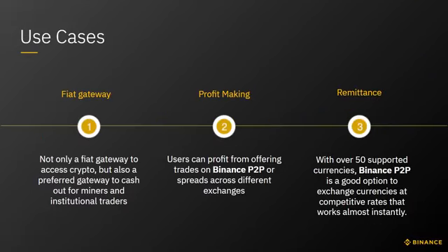Use case. So let's look at it. Fiat gateway, profit making, remittances. Not only a fiat gateway to access cryptos, but also a preferred gateway to cash out for miners and institutional traders. Users can profit from offering trades on Binance P2P or spread across different currencies. So let's look at remittances. With over 50 supported currencies, Binance P2P is a good option to exchange cryptocurrencies.